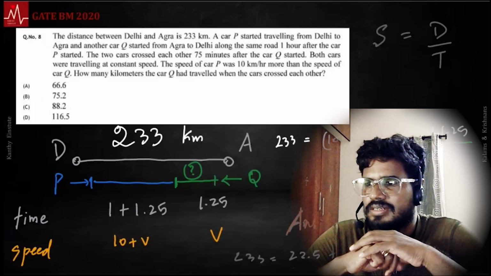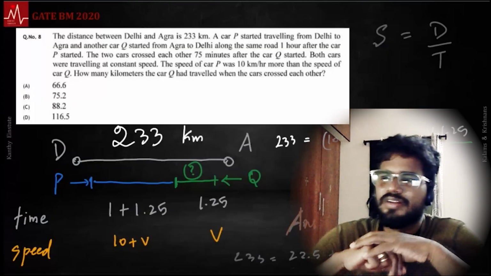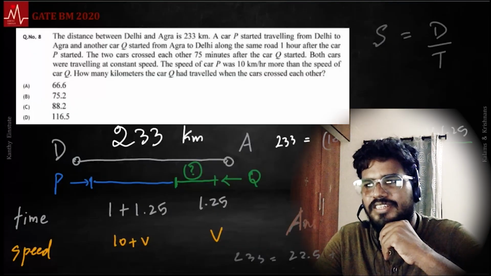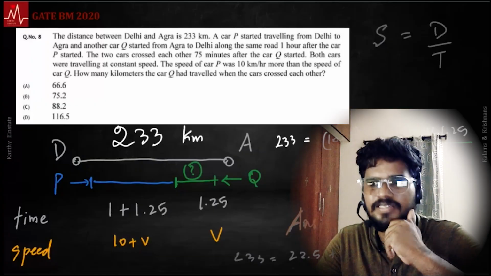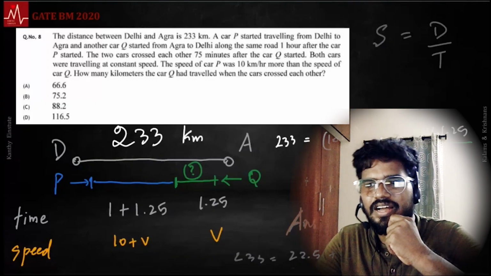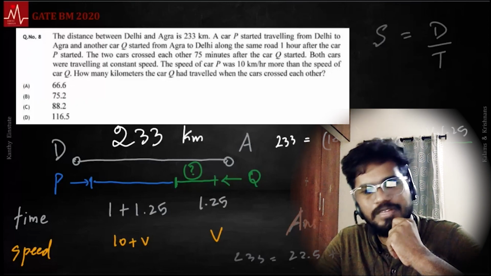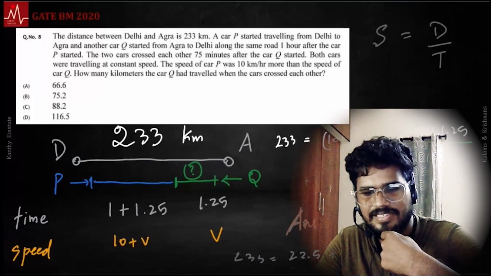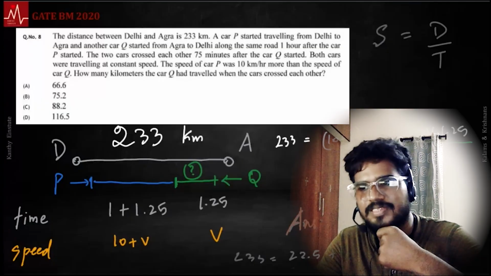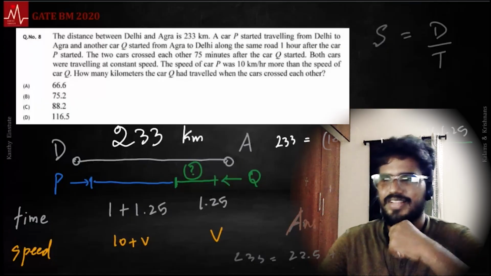But you can equally write the distance traveled as 1.25 V. So the answer is X. And the speed of T is then 10 plus X by 1.25. Yeah, you can do that.